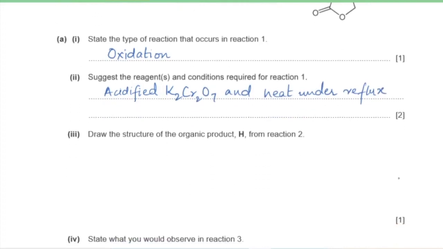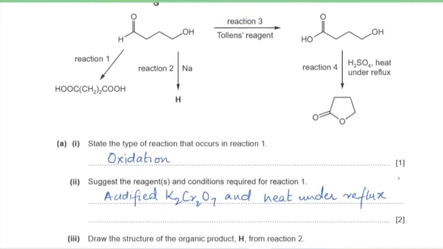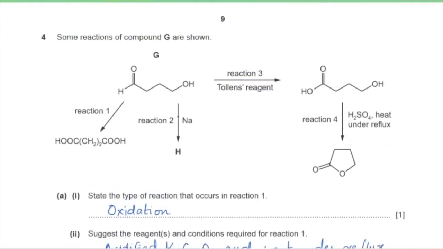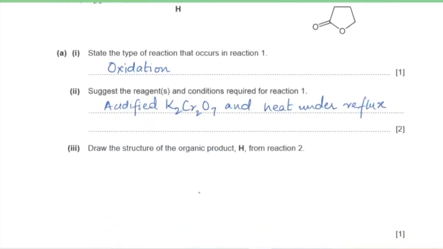Part 3, draw the structure of the organic product H from reaction 2. So the sodium metal reacts only with the alcohol group, not with the aldehyde group. So we are going to have the aldehyde group as it is, and we will have H being replaced by sodium metal.